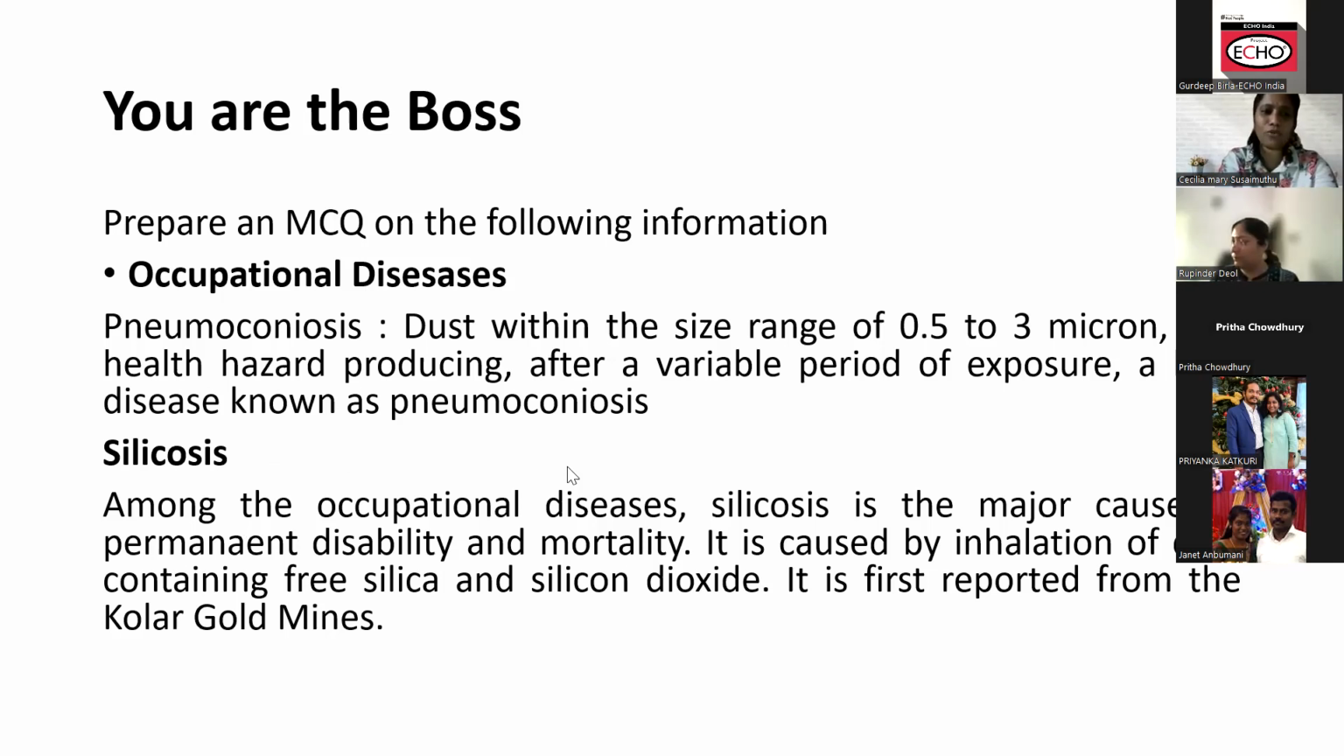See, there are two types of information. It is from the concept of occupational disease, and this is from Park only. In occupational diseases, pneumoconiosis is also a type, and silicosis is a type of pneumoconiosis. Here, what is pneumoconiosis? I have given the information, and what is silicosis? You can formulate multiple MCQs using this given information. So please do try, and we'll discuss.